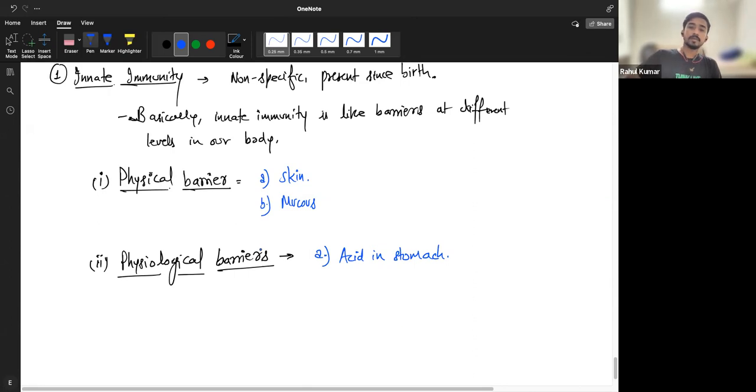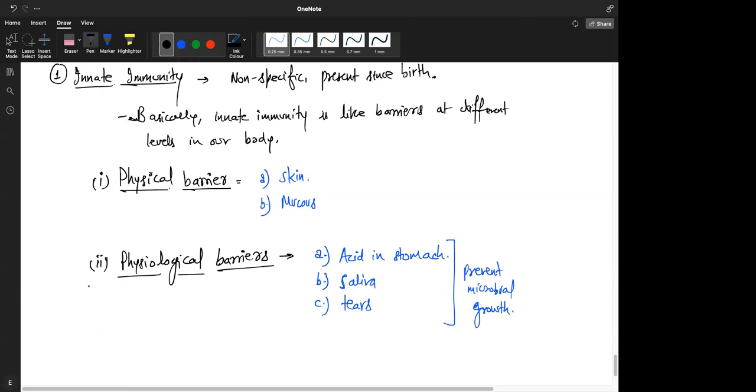And apart from acid in the stomach, other things which are milder than this are saliva in the mouth, and tears from the eyes. So basically all these three you can write down. They prevent microbial growth. Is it clear?